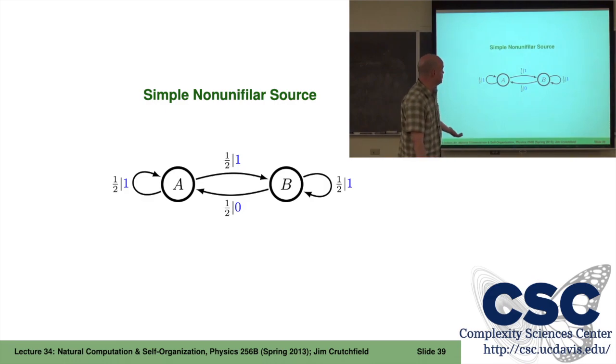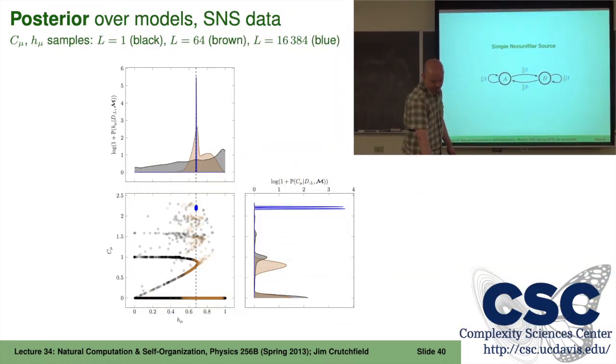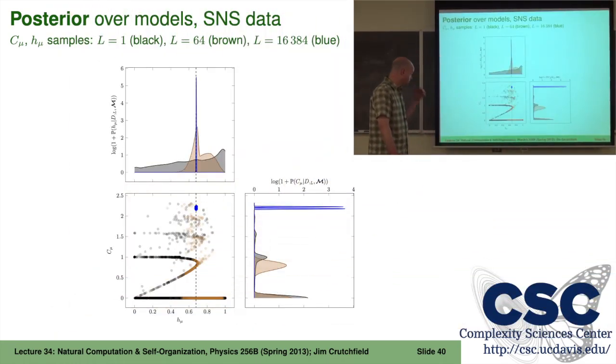But this is interesting for us because this is not in the set of models that we're using. So what does this thing do? In this case, you can calculate the entropy rate. So this dashed line actually is the entropy rate for SNS. And surprisingly, this actually does get the entropy rate.